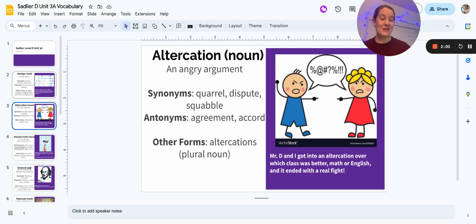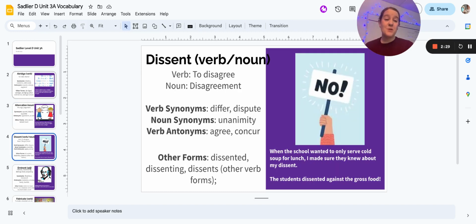And you'll see in that picture, we have two people who are having an altercation. They're saying some terrible, terrible things to each other. And in my sentence, Mr. D and I got into an altercation, a thing, over which class was better, math or English. And it ended with a real fight. So we were arguing about things, and then we got into a real fight about it. So just make sure you're using altercation correctly based on the part of speech and what form it needs to take in your sentences.